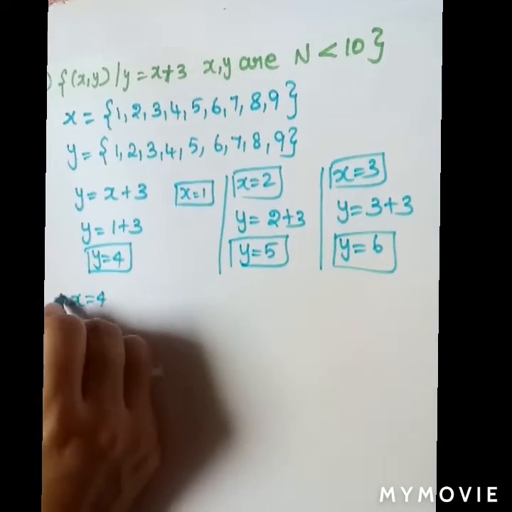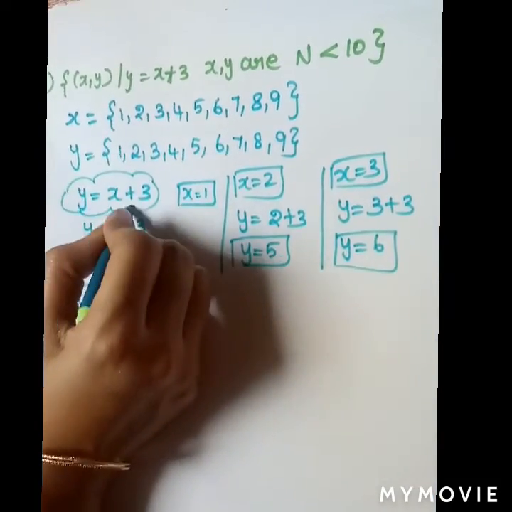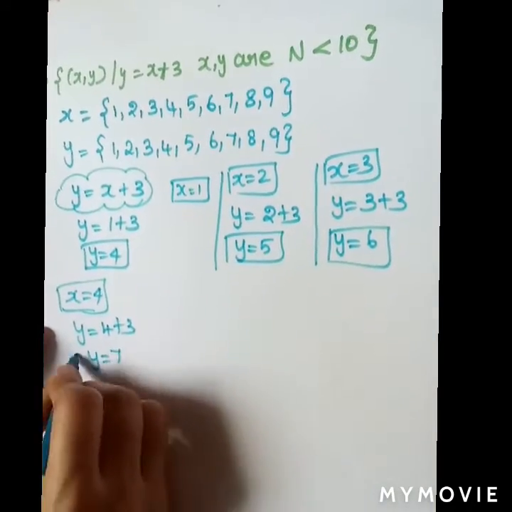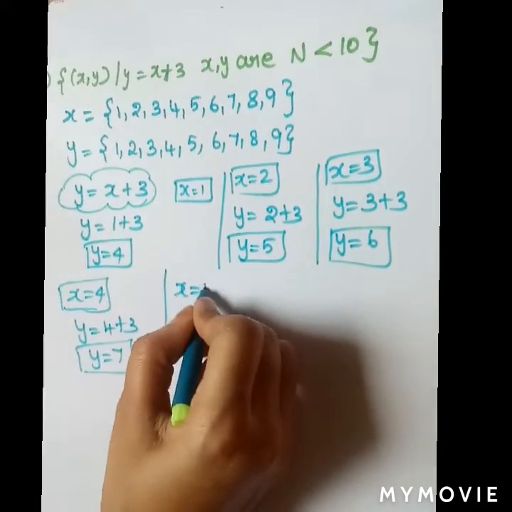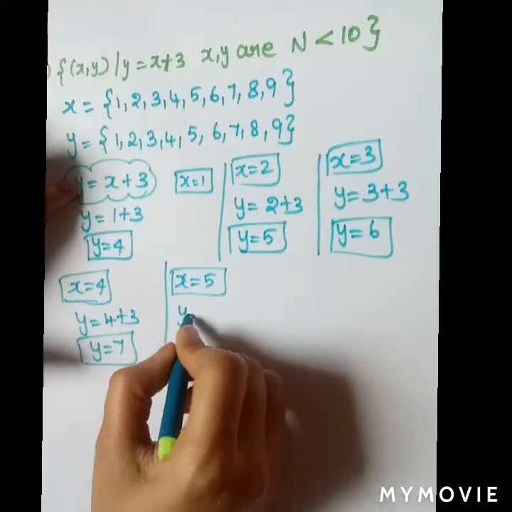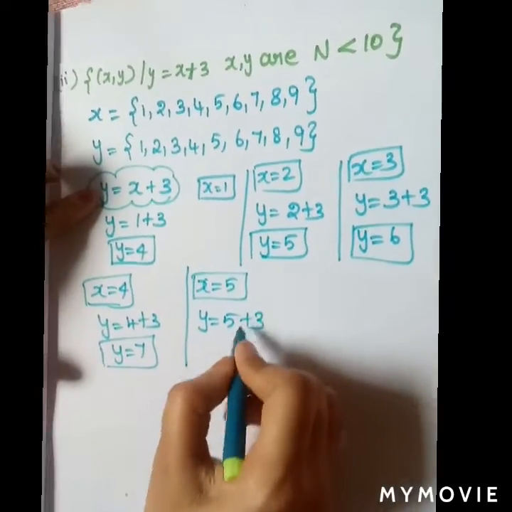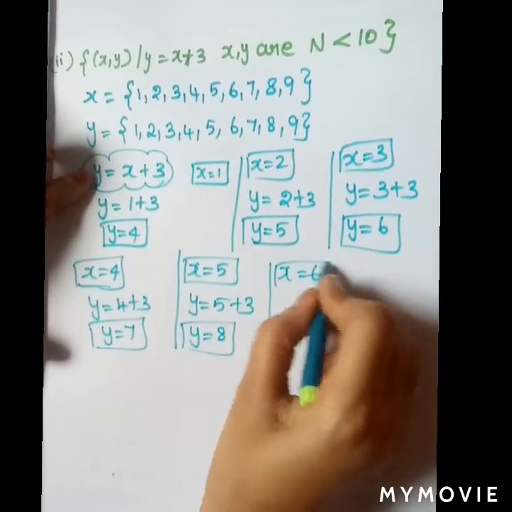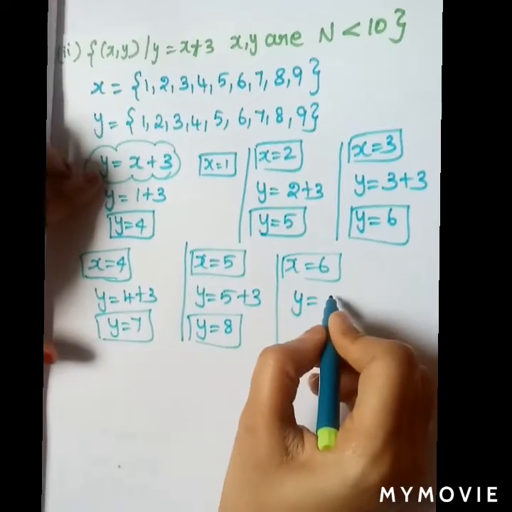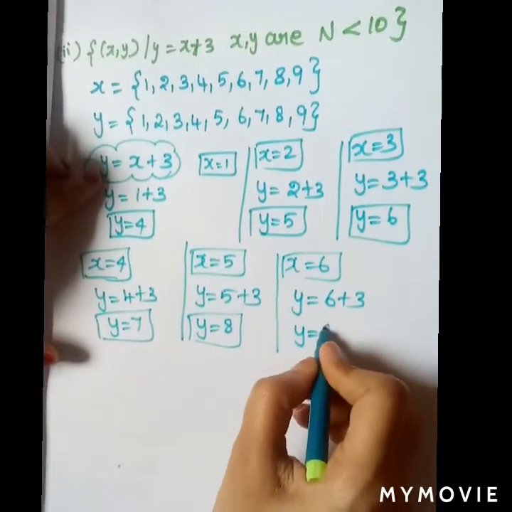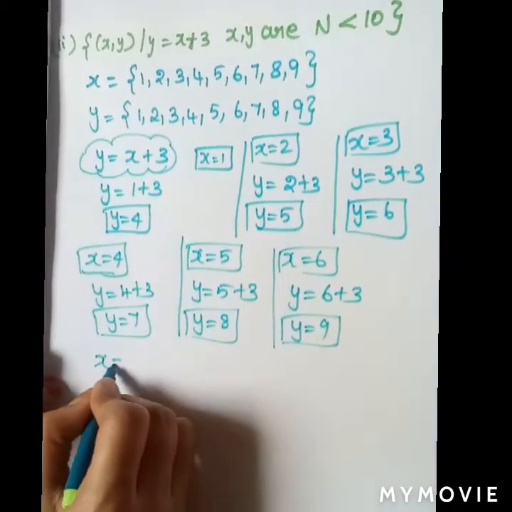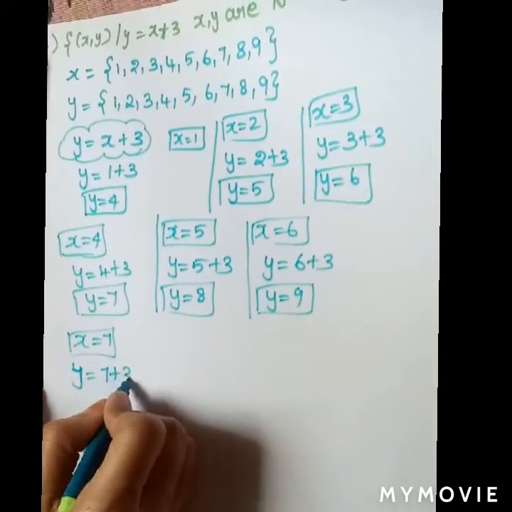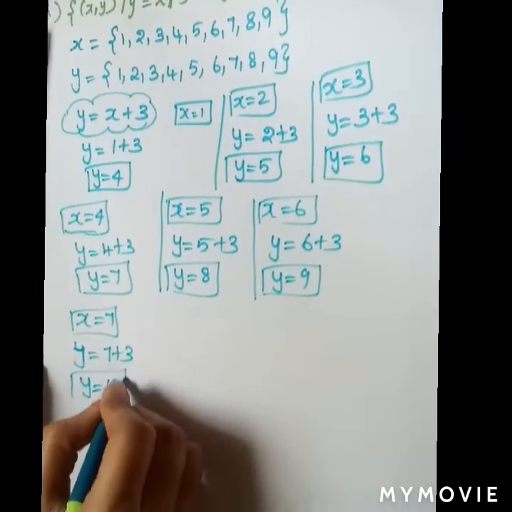Next substitute x equal to 4 in this condition. So y equal to 4 plus 3. That means y equal to 7. Next substitute x equal to 5. That means y equal to 5 plus 3. Y equal to 8. X equal to 6. Substitute here x equal to 6. Y equal to 6 plus 3. Y equal to 9. Next x equal to 7. Y equal to 7 plus 3. That means y equal to 10.